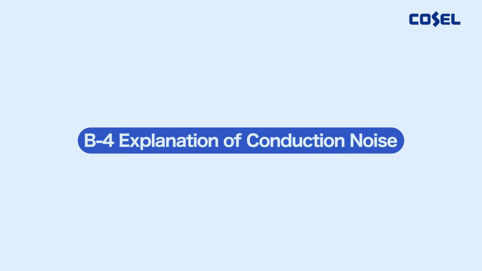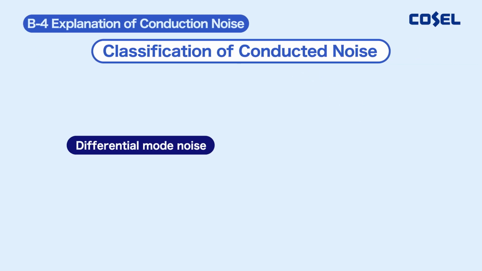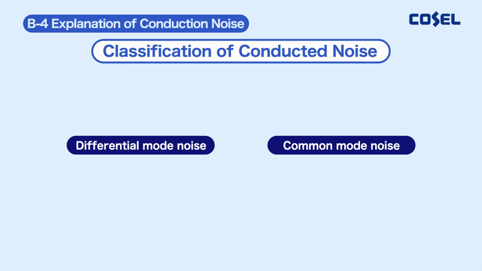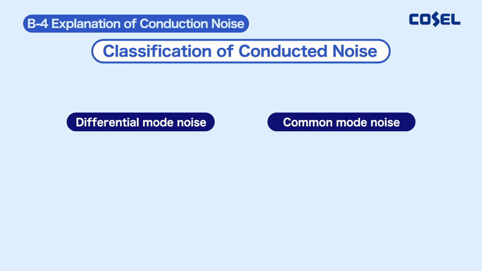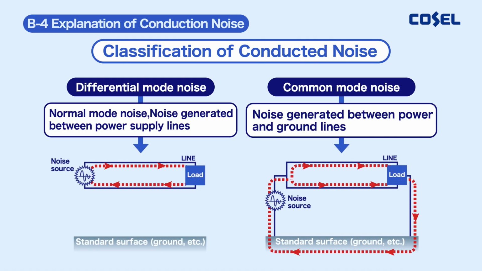Next, I'll describe the types and effects of conduction noise. Conduction noise can be divided into two types: differential mode noise and common mode noise. Differential mode noise, also called normal mode noise, refers to the noise that occurs between the power lines connecting the input and the equipment, and common mode noise is the noise that occurs between the power lines, which connects the input and the equipment, and the ground line.